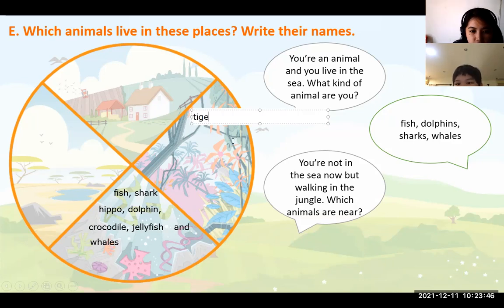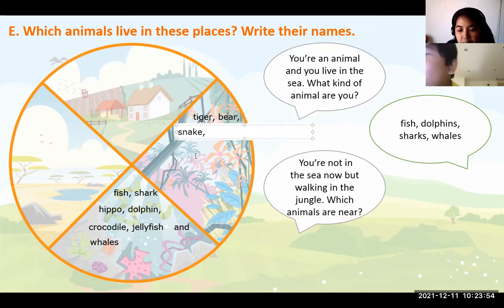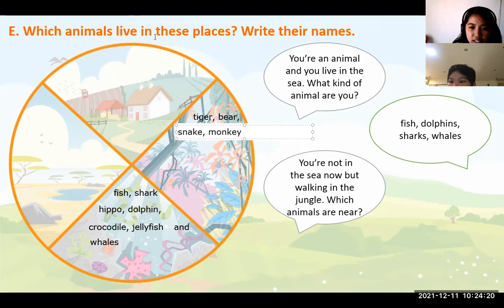Here. Let me put this one. Tiger, bear, what else? Snake. Snake, very good. What else then? Monkey? Monkey, yeah. You're too beautiful for a monkey because a monkey looks ugly. Yes. Okay, so what else? And I think that's it. That's it. Okay, very good. So we have tiger, bear, snake, and monkey.